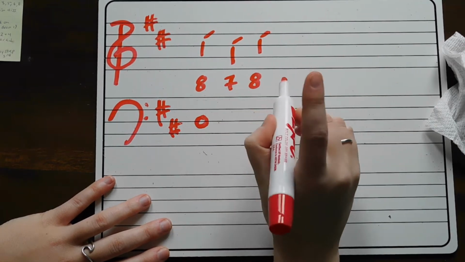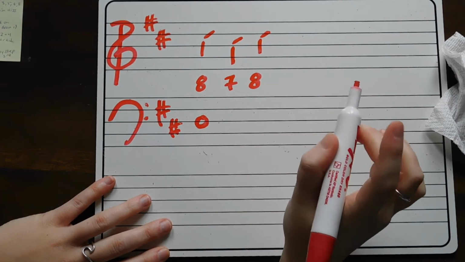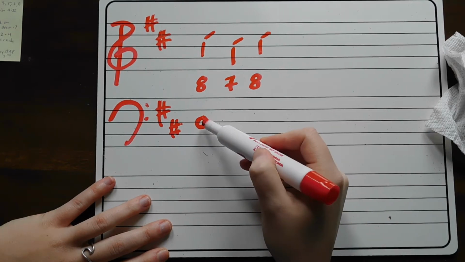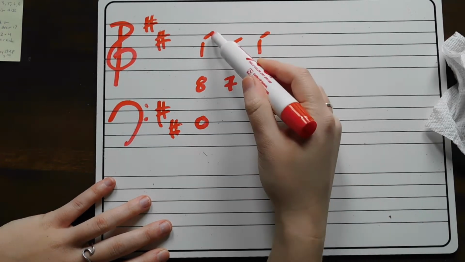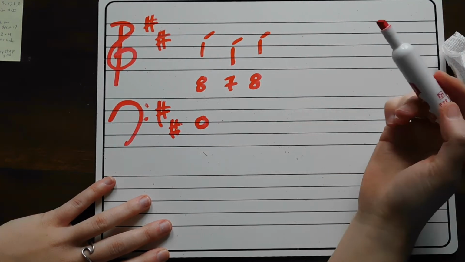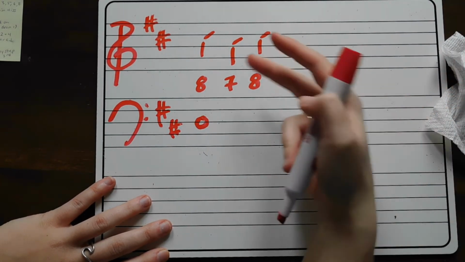This is not considered parallel octaves, because this is actually oblique motion, right? Because it's not like this is a D and a D going to an E and an E. This is just a D and a D going to a D and a D, right? So your ear isn't going to hear a parallel octave.